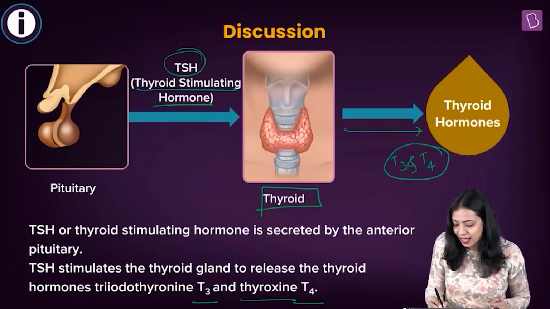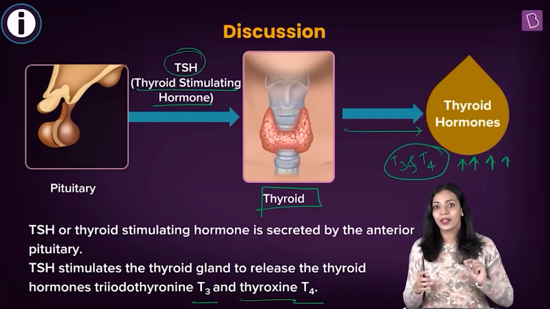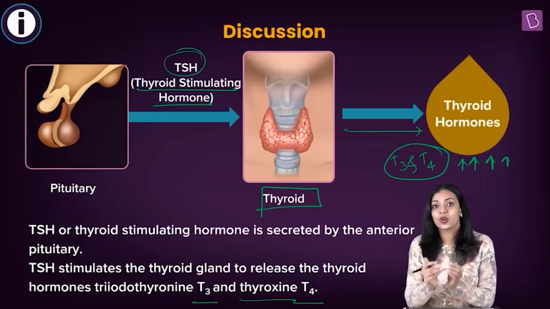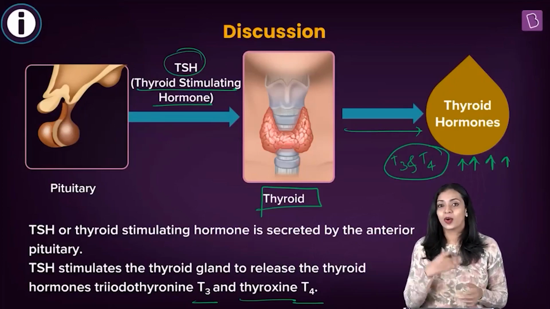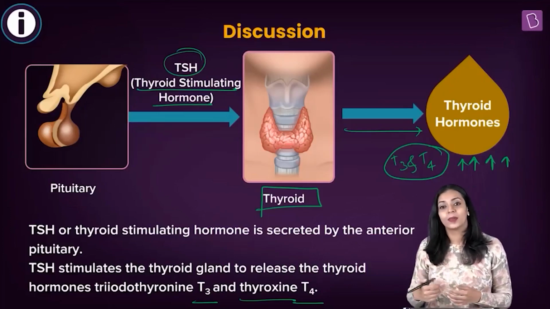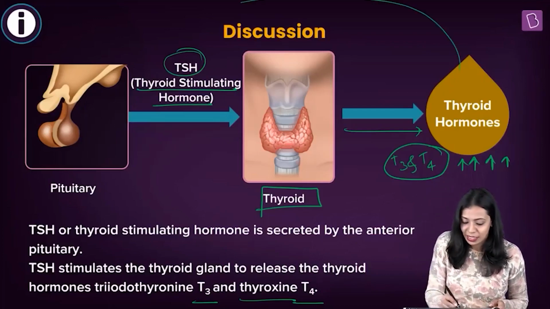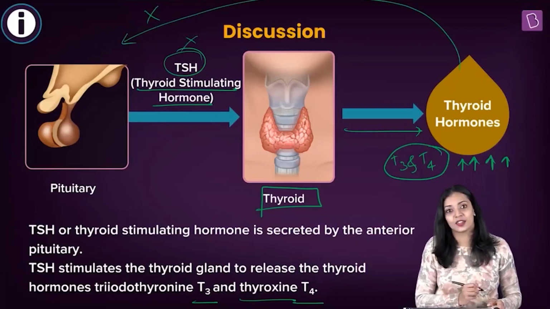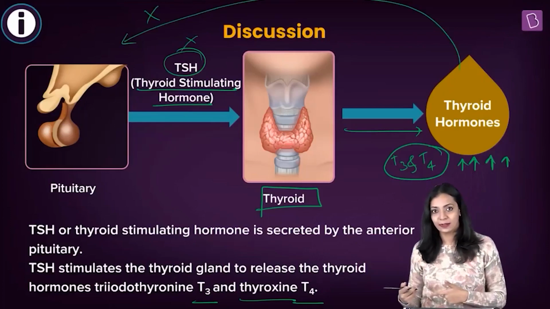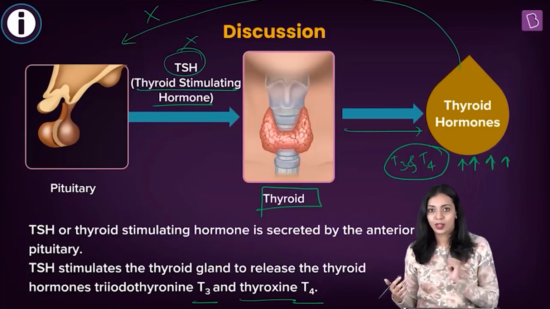For example, let's say there are increased levels of T3 and T4 in blood. Then what will happen? If TSH is secreted, it will stimulate the thyroid gland to produce even more, but there's already excess. So in order to adjust the levels of T3 and T4 in blood, whenever there is excess T3 and T4 in blood, it will inhibit the pituitary gland from producing TSH. When there's no TSH, there is no stimulation of the thyroid gland to produce T3 and T4. This happens when there is more than sufficient T3 and T4 circulating in the blood.